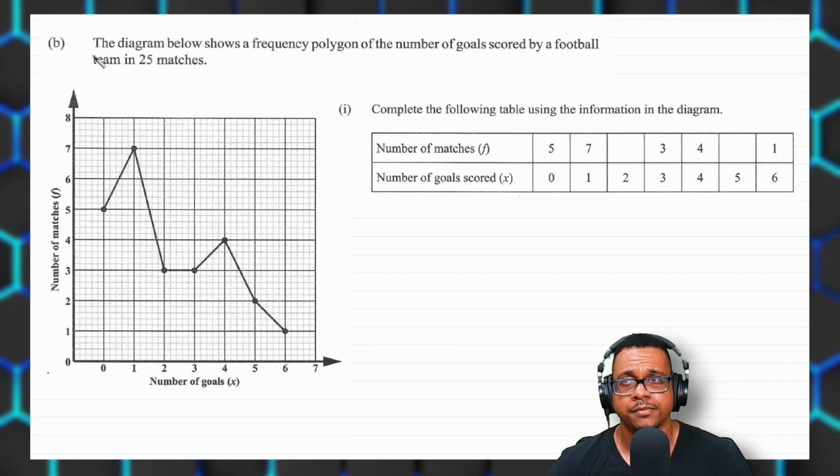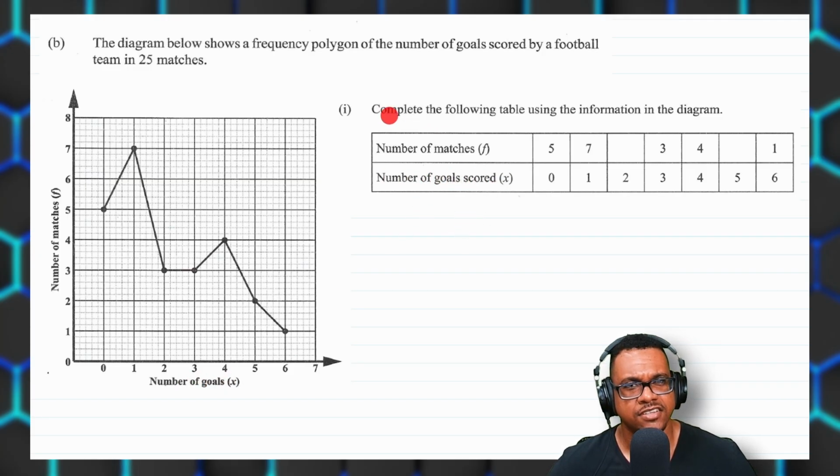All right, so now for part B, we have the diagram below shows a frequency polygon of the number of goals scored by a football team in 25 matches. So this is the frequency polygon here. You can see the number of matches on the y-axis and the number of goals on the x-axis. Now here we have a table where the number of matches is the frequency. So the y-axis lines up with the number of matches here, and the number of goals on the x-axis lines up with the number of goals here.